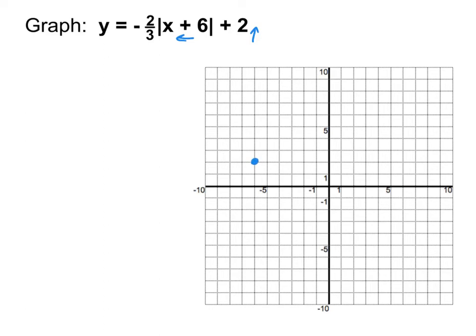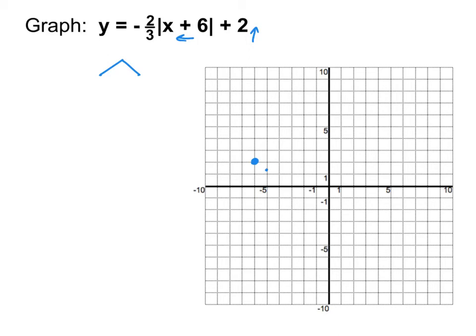Now all I have left to deal with is the -2/3. The negative, as I know, means that it's going to be opening downward instead of opening upward. The 2/3 is what I'm going down and over by instead of 1 and 1. So let's actually take a look and see exactly what that means. So instead of going over 1, down 1, I would go over 1 and down 2/3.